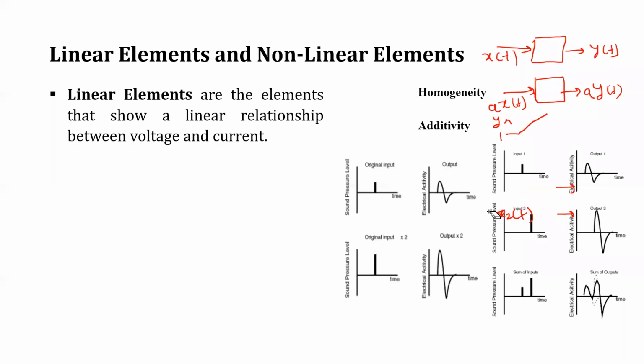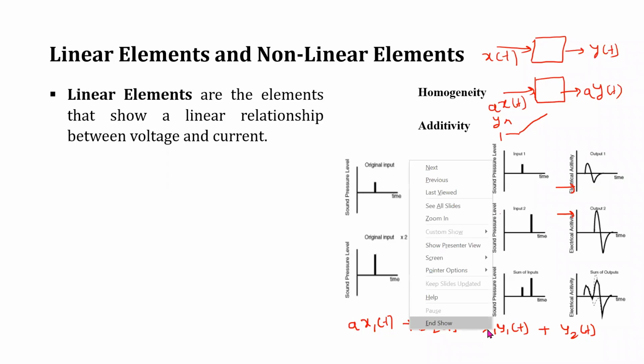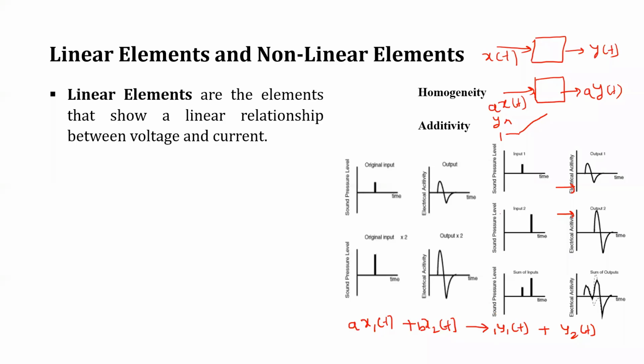So we can observe here input 1, input 2. If these two are added, then this is the result. Input 1, input 2, these two are added and this is the result. So in general, there are two inputs: x1 of t, because of this y1 of t is produced; x2 of t is the input, because of this y2 of t is coming. If these two are added, output should be the added result. This is what additivity is. If these two elements are scaled by values a and b, the same thing should happen in the output also. If this is the case, the given element is linear in nature.